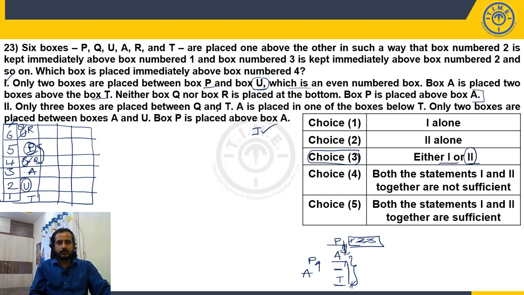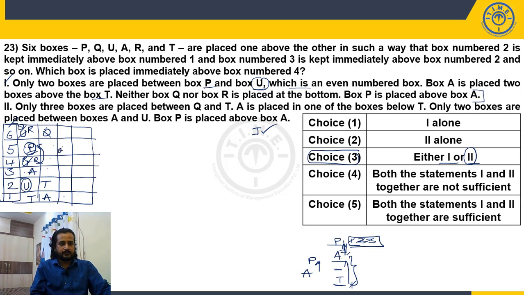Only 3 boxes placed between Q and T. A is placed one of the boxes below T. When A is placed one of the boxes below T, T cannot be at the bottom. Clear? Now, only 3 boxes between Q and T. Let's check what possibilities we have. Let me take the Q here first: Q, 1, 2, 3, T. And Q cannot be at the bottom, that we know. By taking Q here, I will get the T at the bottom. But T cannot be at the bottom because A is placed one of the boxes below T. So this is A.